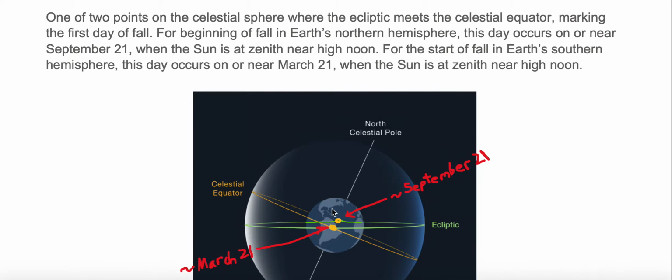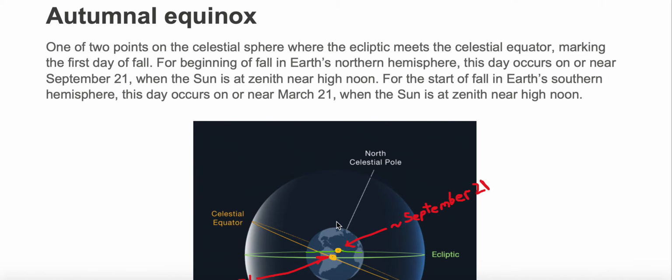This is what we mean by the two points on the celestial sphere where the ecliptic meets the celestial equator, marking the first day of fall in the northern hemisphere and in the southern hemisphere. This is what we mean by the autumnal equinox.